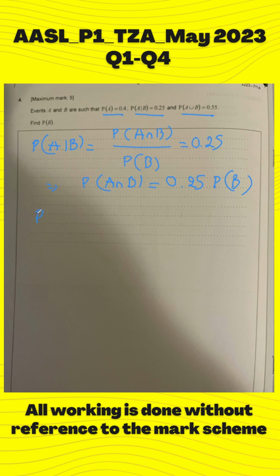Another one, probability of A or B will be probability of A plus probability of B minus probability of A and B. So we have 0.55 equal with 0.4 plus probability of B minus, and then we sub this relationship in here. So 0.25 probability of B.